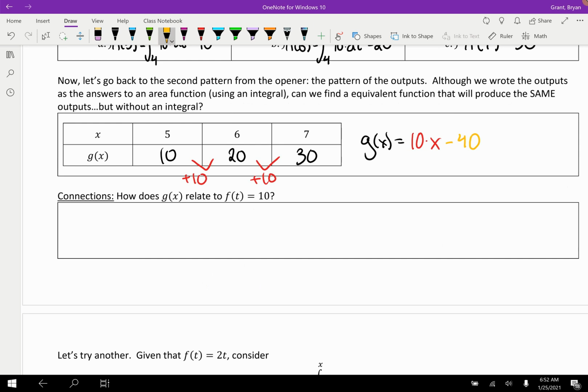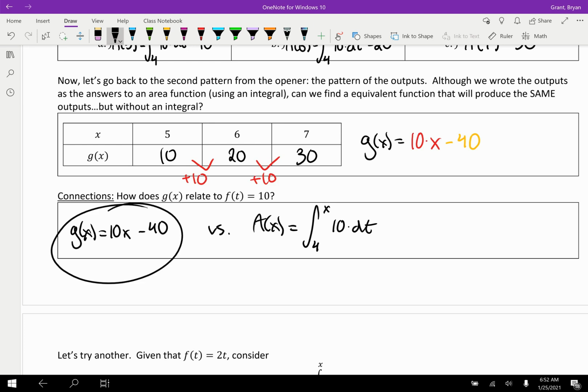And this equation, and I'm actually going to write these two down below, right? So we have g of x, which was equal to 10x minus 40, versus our area function, which was the integral from 4 to x of 10 dt. These functions are the same. They don't look the same, but they are two different ways to do the exact same thing. And hopefully out of those two, you're thinking this linear function is quite a bit easier than the area function.